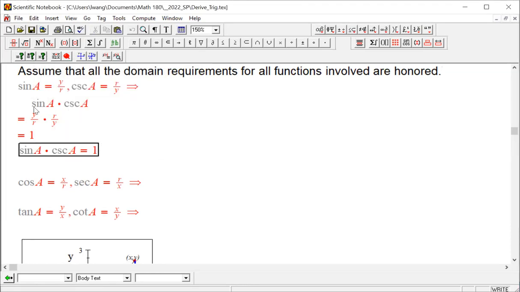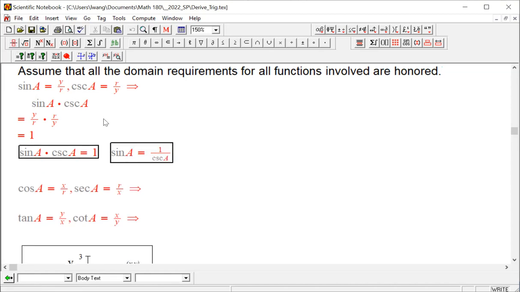And next, they're reciprocal to each other, right? So from it, we get sine of A, sine of any angle, is equal to 1 over cosecant of A. And what is more, another relationship: cosecant of A is equal to 1 over sine of A. Okay, so this is true for any angle in the respective domains.